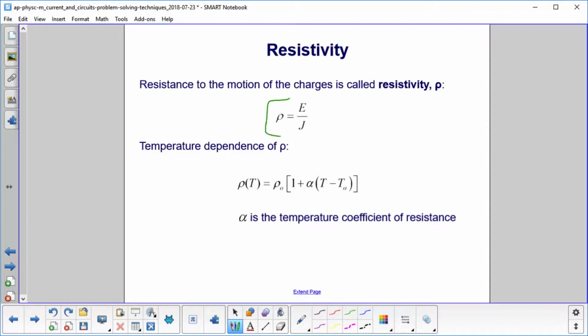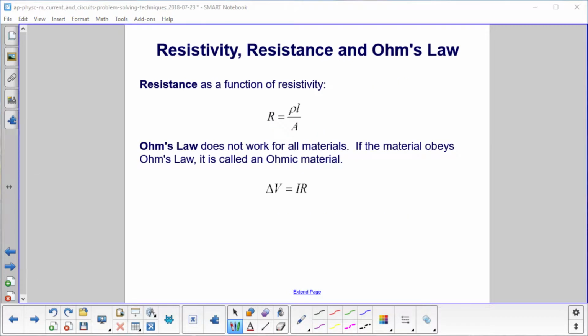ρ is expressed as electric field divided by current density. ρ has a temperature dependence, listed right here. The higher the temperature, the greater the resistivity, where this term alpha is just a coefficient, the temperature coefficient of resistance. Resistivity is a micro property of a substance, so then we define resistance equal to ρ times the length of the material divided by its cross-sectional area.